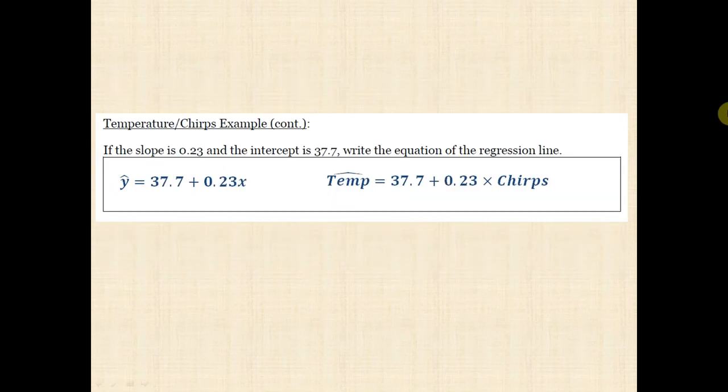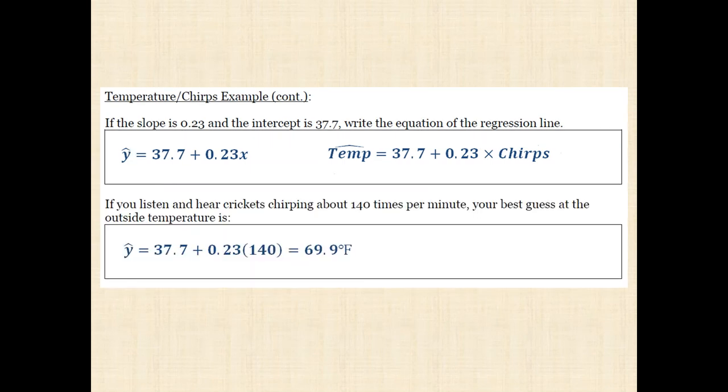Here's the equation of the regression line for the scatter plot that shows up at the beginning of the section 2.6 notes. You can either write the equation of the regression line with x and y, or you can write it with abbreviated terminology for the two variables. Either y hat equals 37.7 plus 0.23 times x, or predicted temperature equals 37.7 plus 0.23 times the number of chirps per minute.